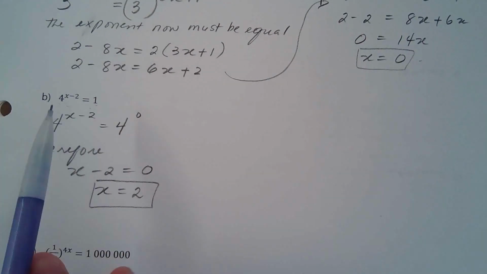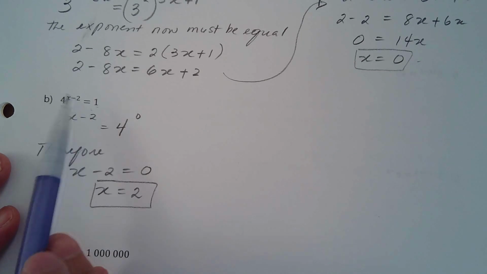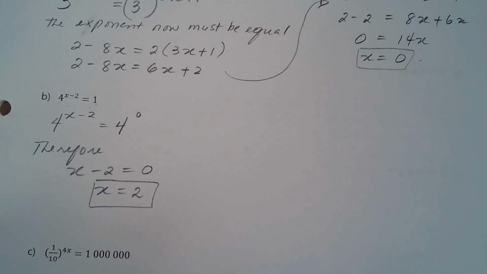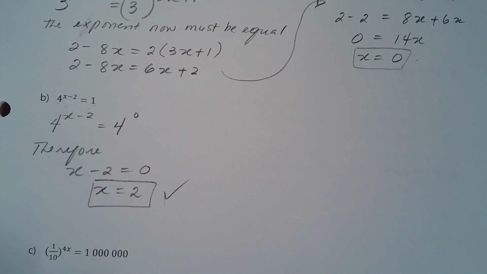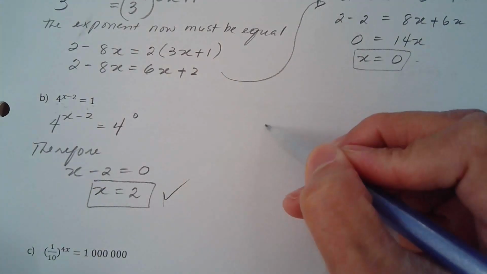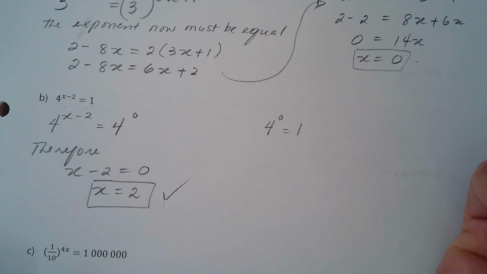Okay, so let's see if that makes sense to us. You put 2 back into our equation. It's going to be 4 to the exponent of 2 minus 2, and 2 minus 2 is 0. 4 to the 0 is 1. So that's good. How did I get to the power of 0 here? Because anything to the power of 0 equals 1, right?